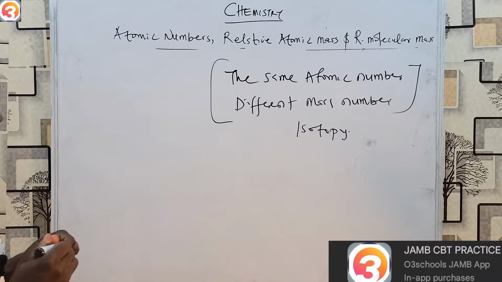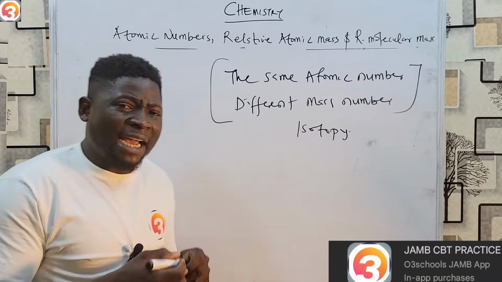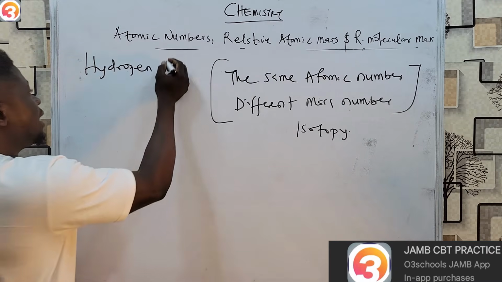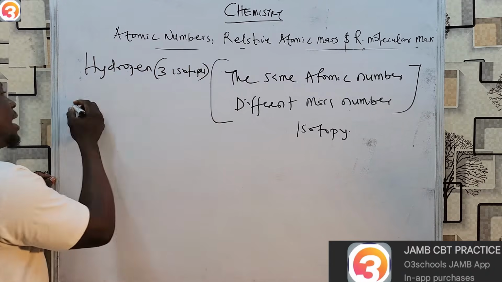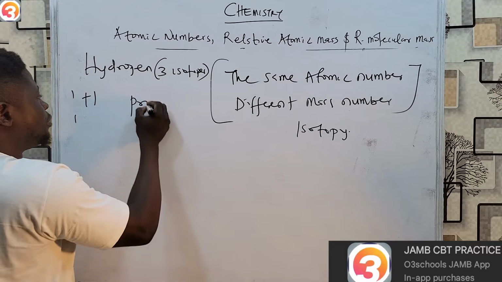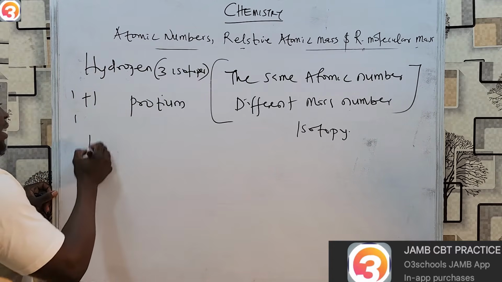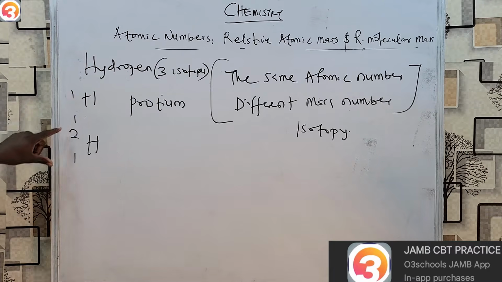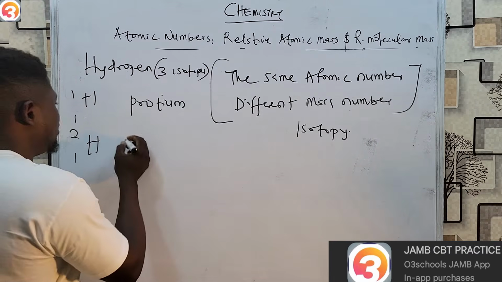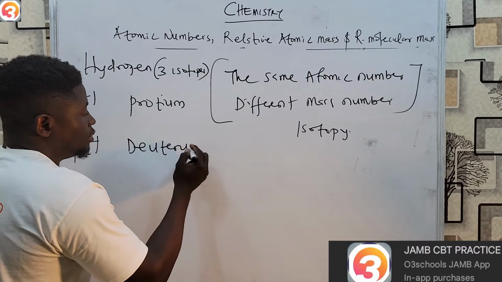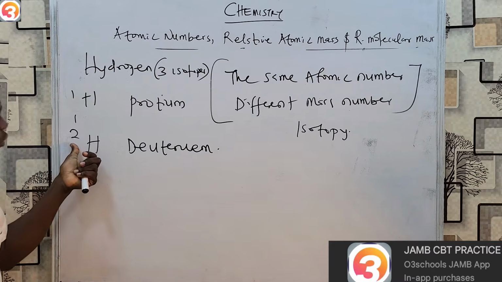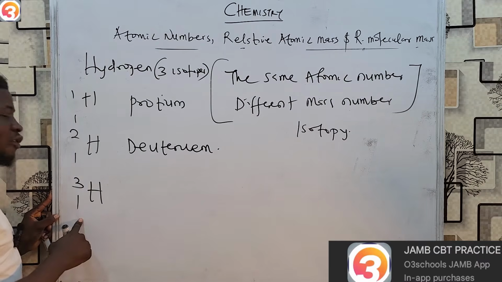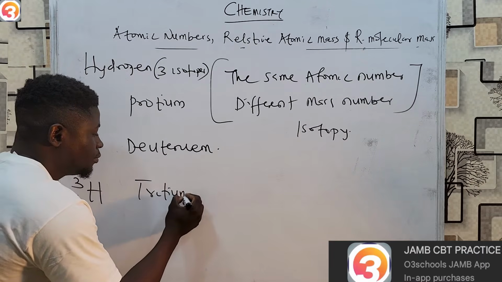For example, we have isotopes of carbon, and we have isotopes of hydrogen. Hydrogen has 3 isotopes. The first one is hydrogen 1,1, the one we know. This one is called the proton, right? They also have hydrogen 2,1, which has mass number of 2 and atomic number of 1. This one is called deuterium. They also have the third one that has mass number of 3, atomic number of 1. This one is called tritium.